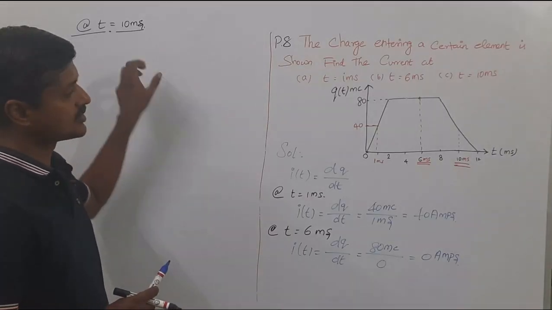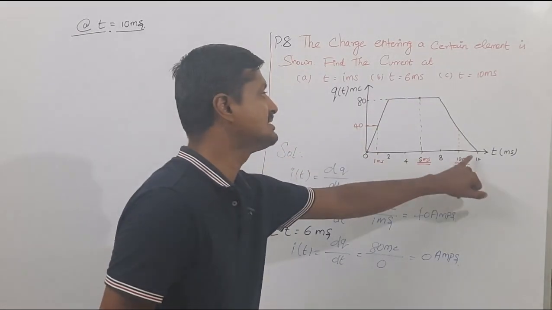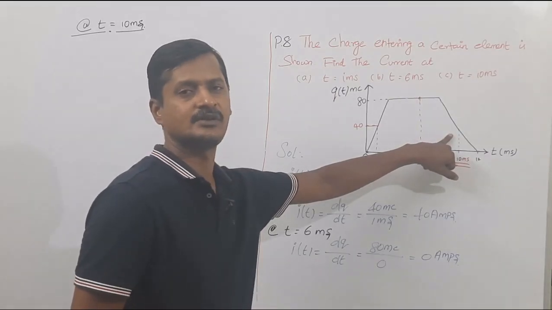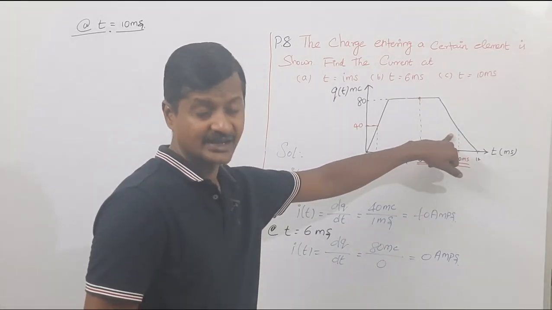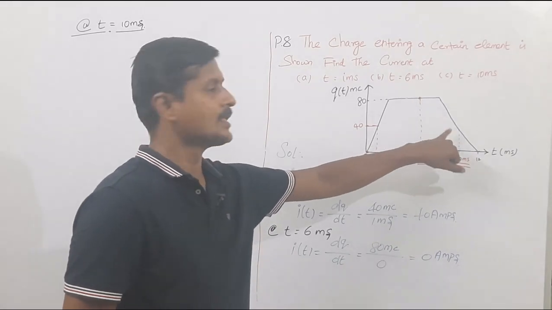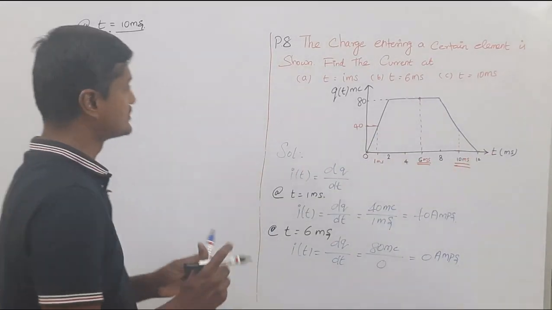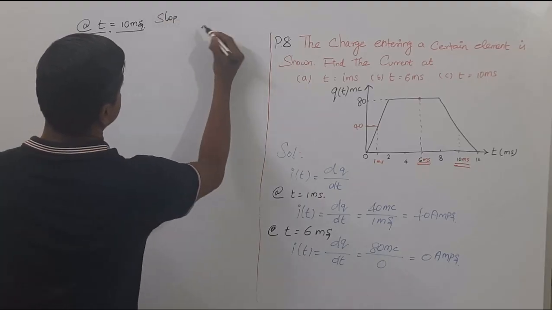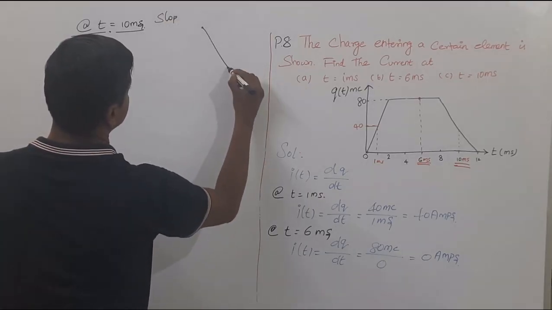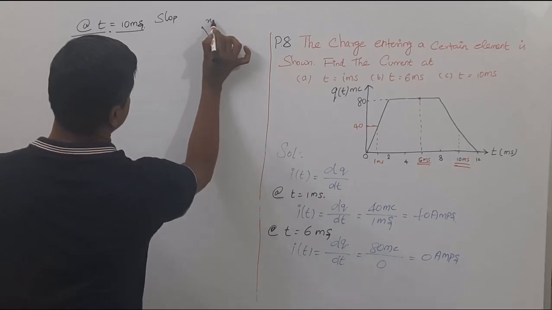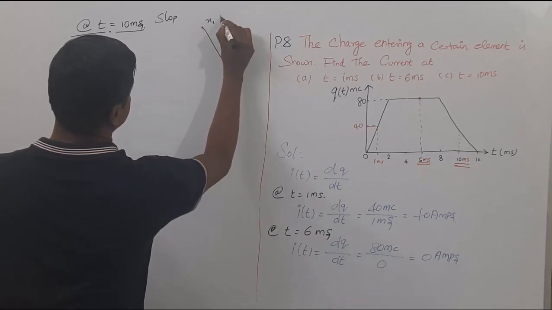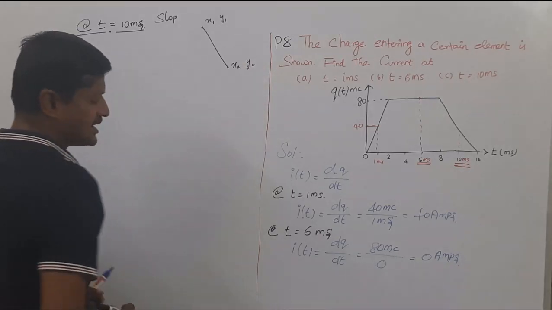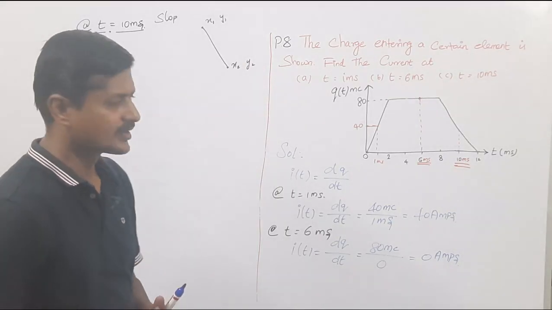So for 10 milliseconds, first we need to find the charge at 10 milliseconds. So first we have to find the slope. So we need to find the value of the slope. So slope is equal to, so this is x1, y1, and similarly x2, y2.